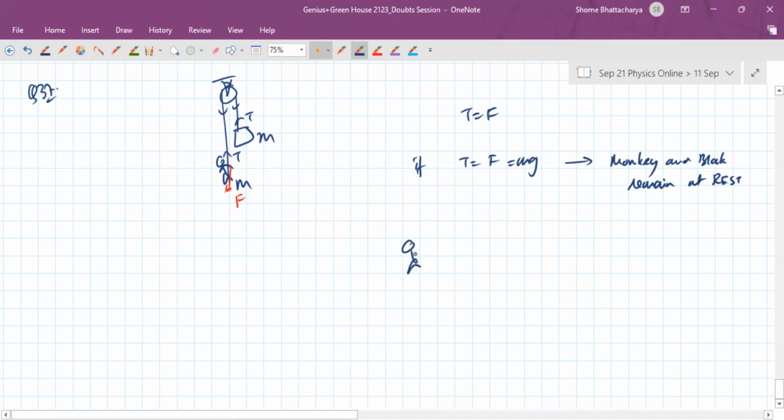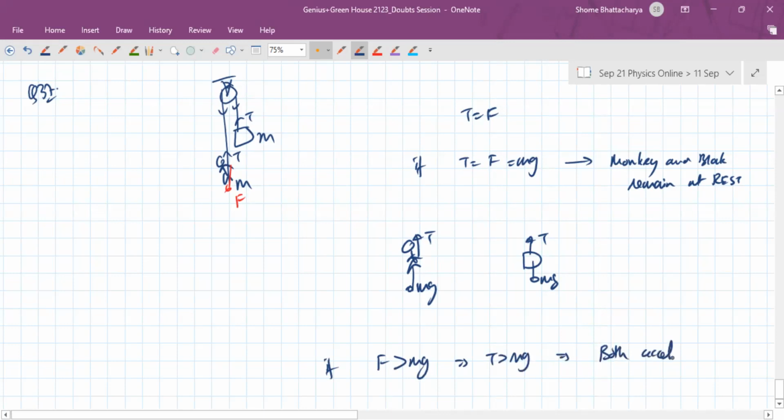You can see on the free body diagram of the monkey, there's tension T acting and weight mg acting. On the block's free body diagram on the other side, there's tension T and the same amount of weight. But if the force applied is greater than its weight, the tension becomes greater than mg. So both accelerate upwards with a equal to (F minus mg) divided by m. So they will accelerate upwards if F is greater than mg.